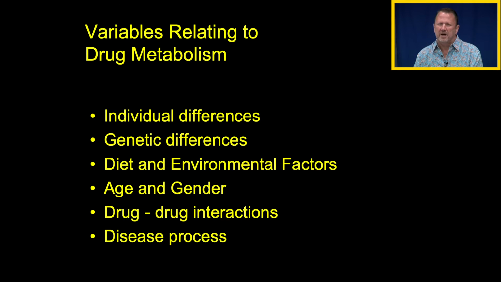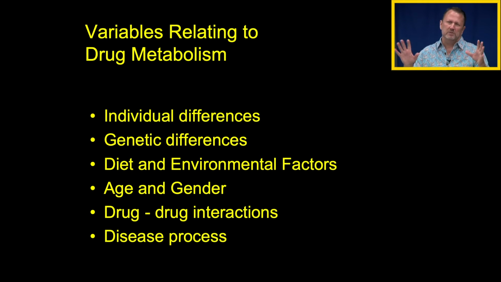The other things in your diet are going to affect enzyme induction and enzyme inhibition, just like environmental factors. The older we get, the less we metabolize, compared to a young person. Males metabolize differently than females with certain drugs. There are drug-drug interactions, and we talked about that with enzyme induction and protein binding. Disease processes: if somebody has liver failure, they're certainly going to metabolize acetaminophen, Tylenol, differently than somebody who has a healthy liver. So if you see this question, the answer is always all of the above.